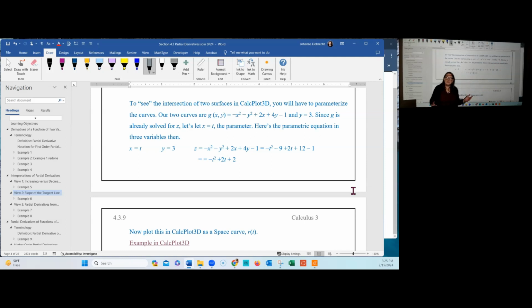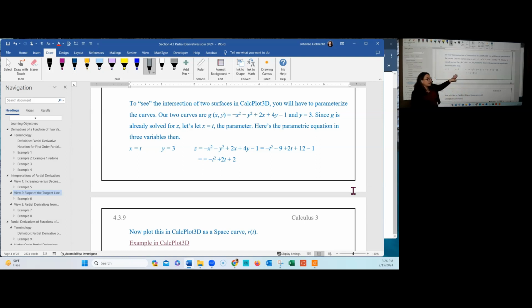We wanted to see what the intersection of the two was. What is the trace when they intersect? Now, since g was already solved for z, the dependent variable, we chose to let x equal t since y is always going to be 3. Y is a constant, so we let x be the parameter.